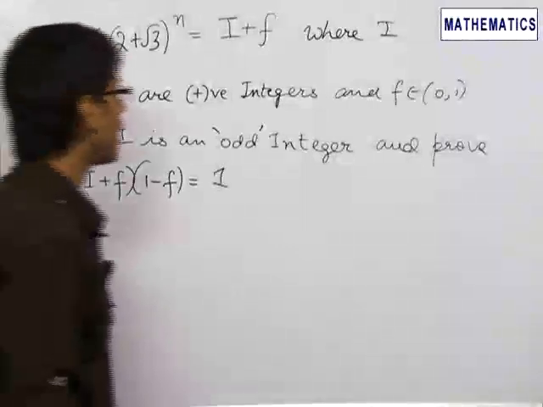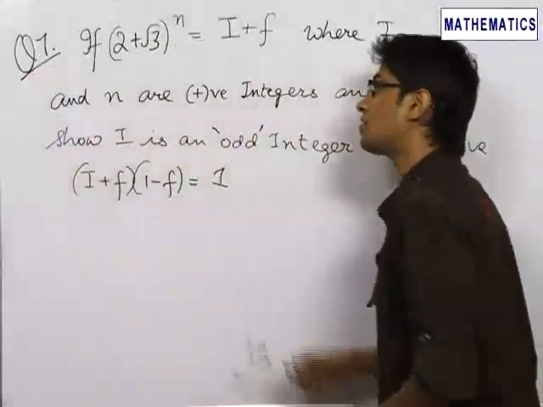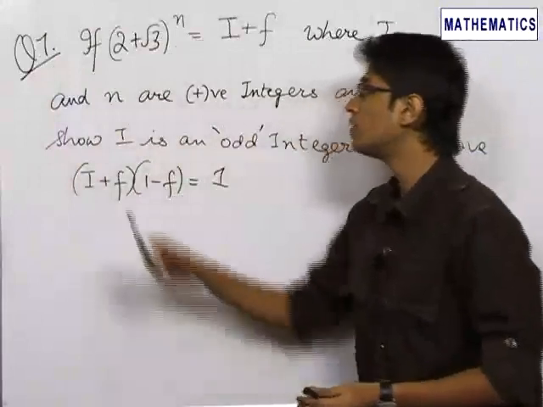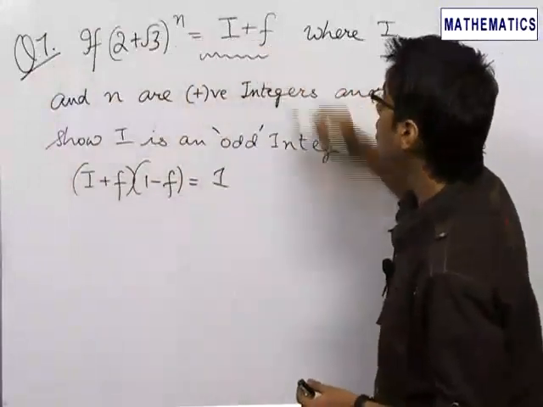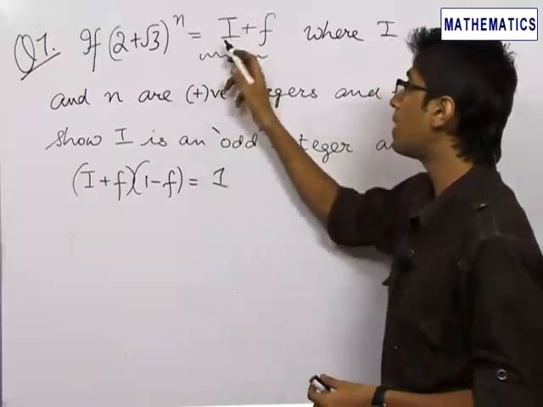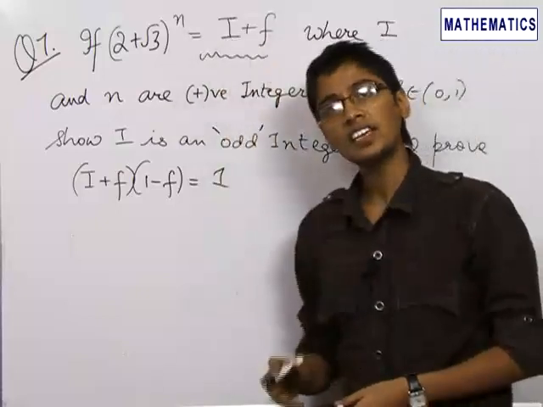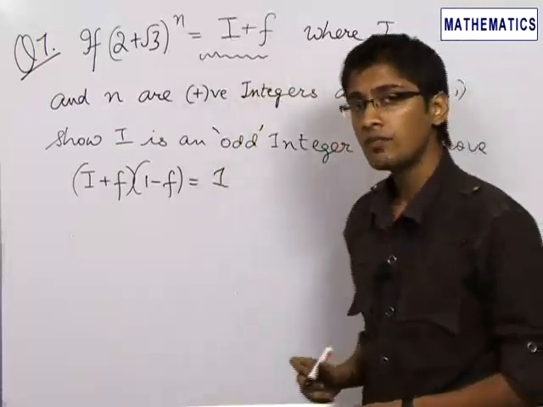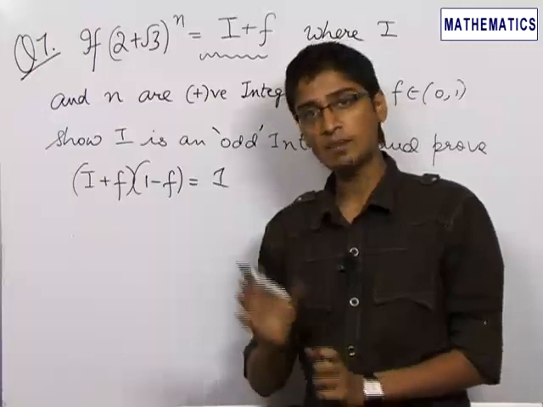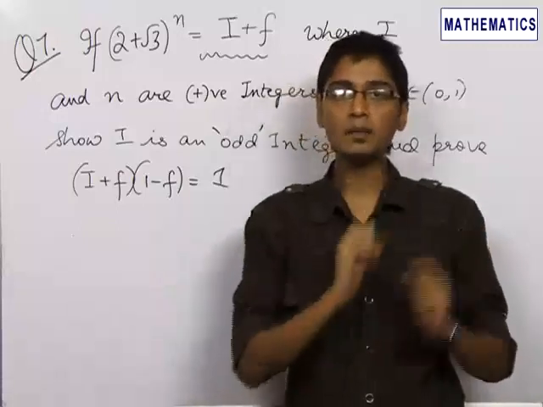The seventh problem which we have is a very important and interesting problem. We are given (2 + √3)^n, and it is given that it is represented by I + f, where I is the integral part of the number and f is the fractional part of the number. In fact, every number can be represented as I + f, where I is the integral part and f is the fractional part.